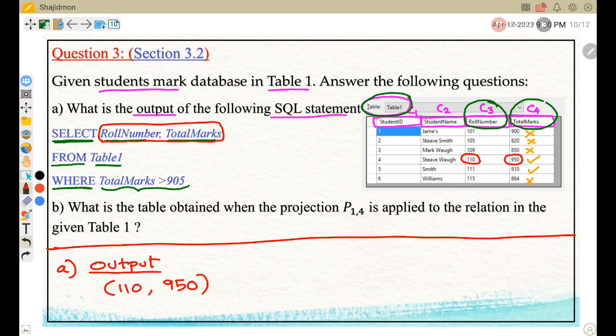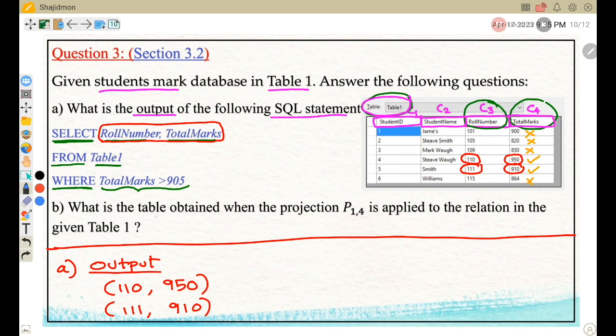Now the second one, 111. The second record is 111, comma, and the mark of that student is 910, correct? We are selecting only these two, the roll number and total mark, under the condition that total mark should be greater than 905. Hope you understood the A part of the question. Now let me go to the B part.